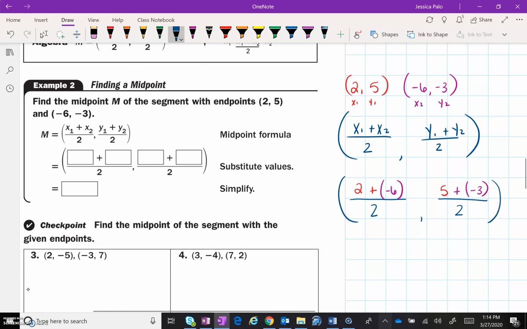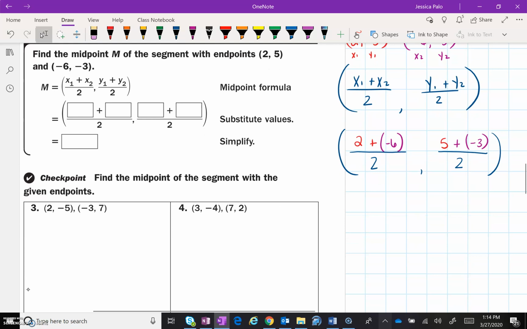Now remember, we are making a coordinate. So we have an x value and a y value. This is a coordinate. So we have to do now 2 plus negative 6. 2 plus negative 6 is negative 4 over 2. And our y-coordinate is 5 plus negative 3. So that is 2 over 2.